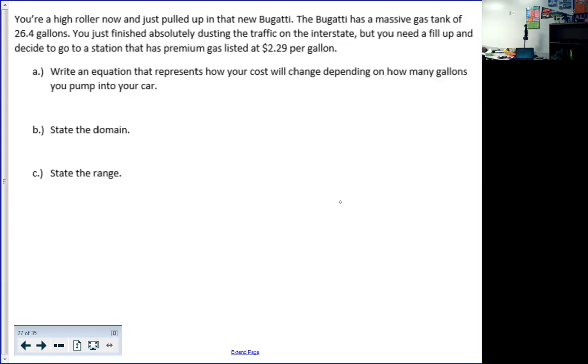Let's see. If I'm writing an equation, it needs to have a y equals. I need to see where my x is going to go. Well, I see that per, so that is 2.29x. Was there any other information that I needed to add in? Well, there's this 26.4 gallons, but that's not going to apply to my equation. That will be used with my domain and range possibly. So I'm not going to have anything else. This is my equation.